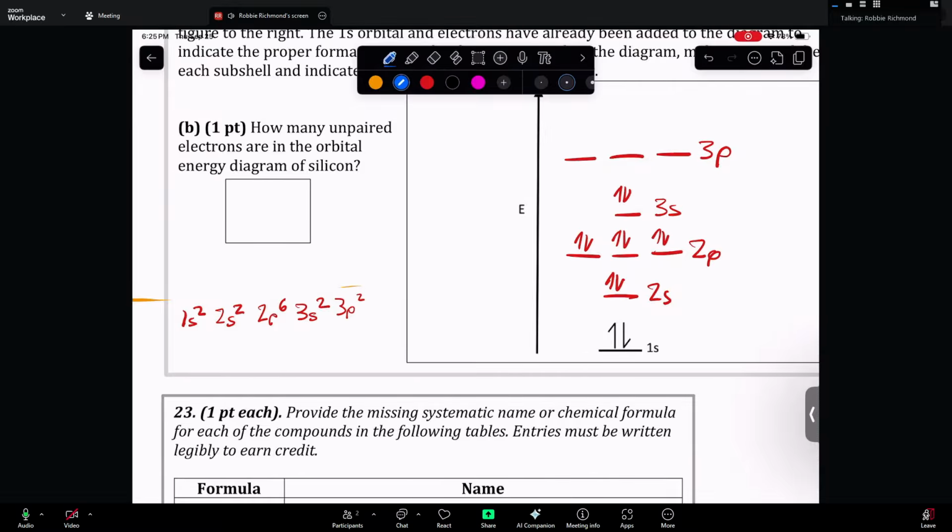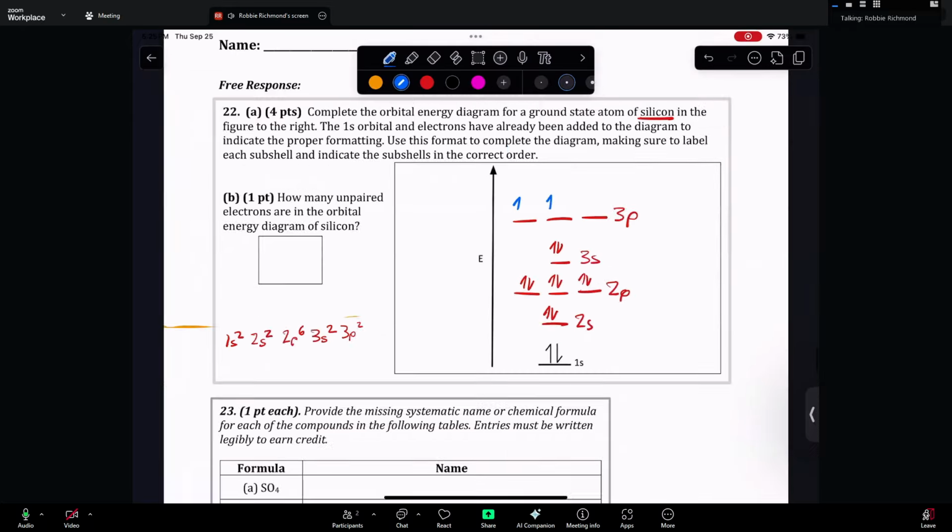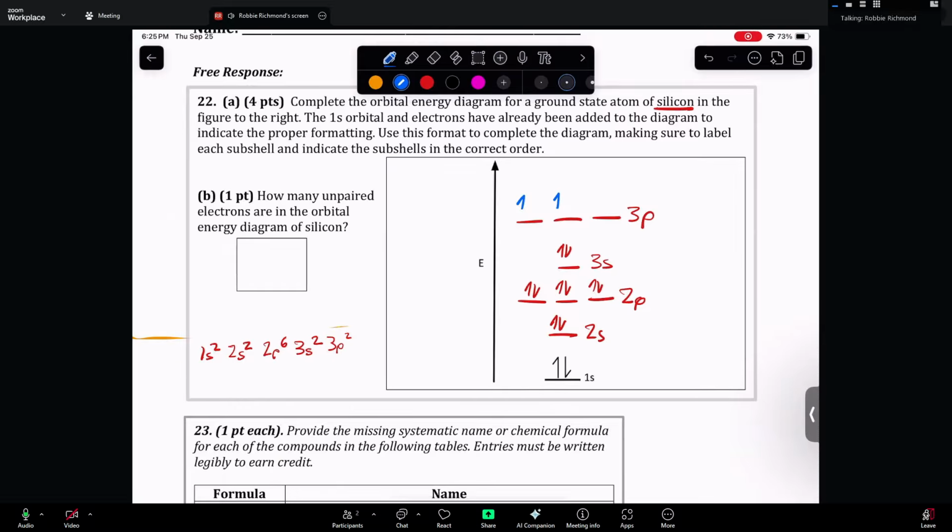Now, if I wrote this down, this would be incorrect because it violates Hund's rule. Hund's rule states that we need to fill each orbital with at least 1 electron before we pair them up. So, since we only have 2 electrons, I would write 2 up arrows in 2 different orbitals in the 3p level. Now, question 22b, how many unpaired electrons are there in the orbital energy diagram of silicon? 2, because we have those 2 up arrows that don't have a complementary down arrow.